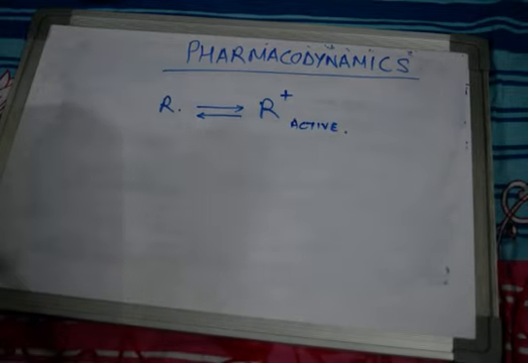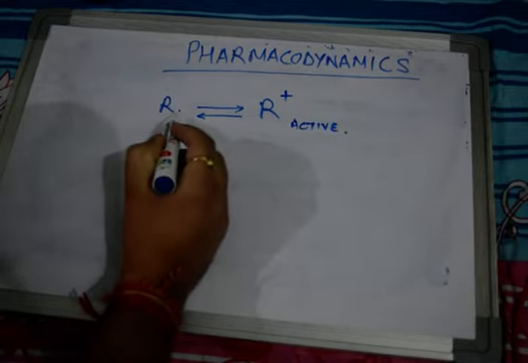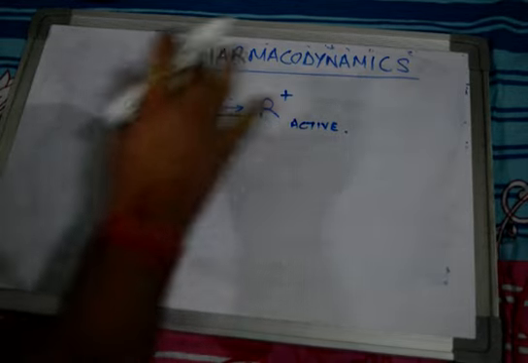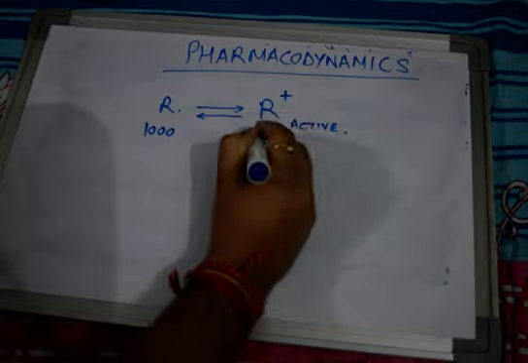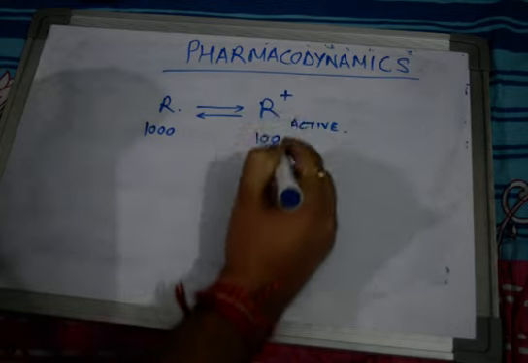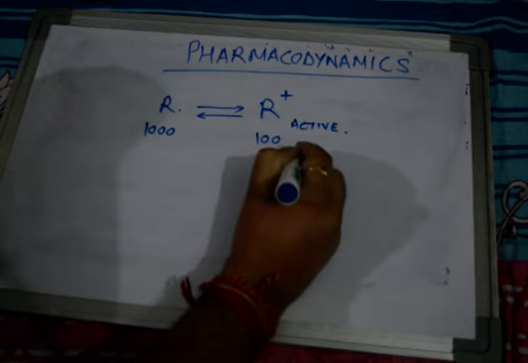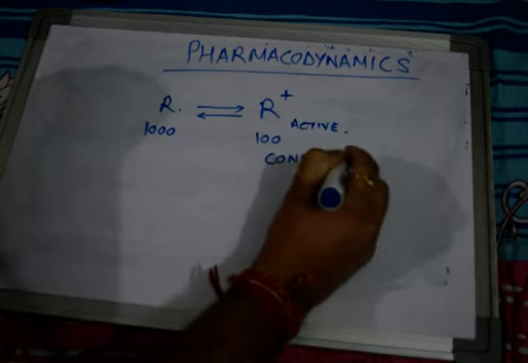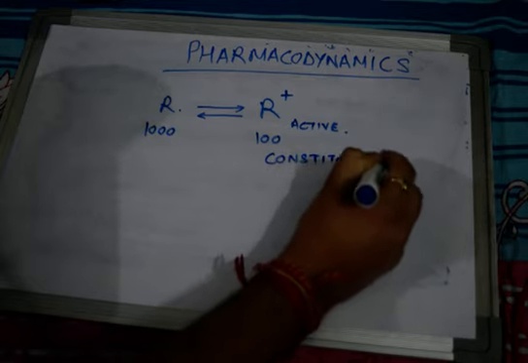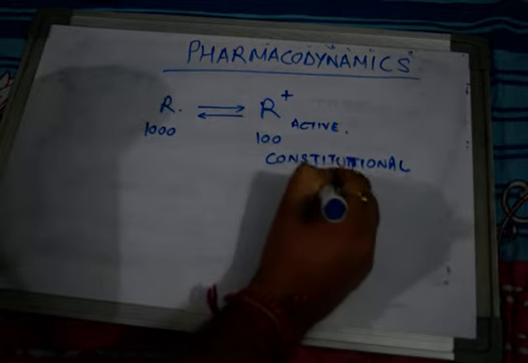If it is an ion channel, for example, say there are 1,000 receptors in total, maybe 100 are already open even without the ligand. So this activity is what we call constitutive activity.